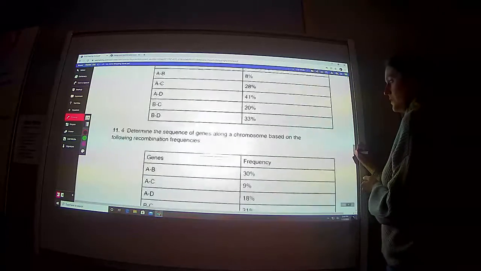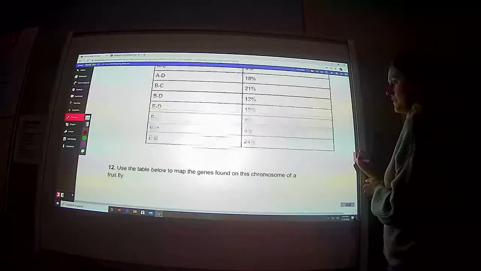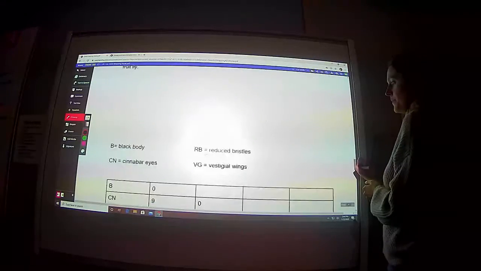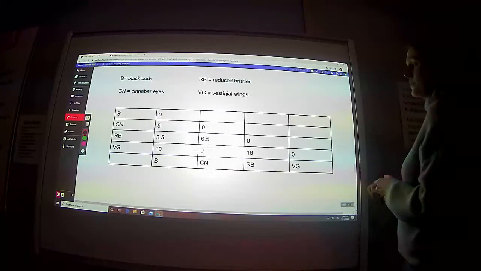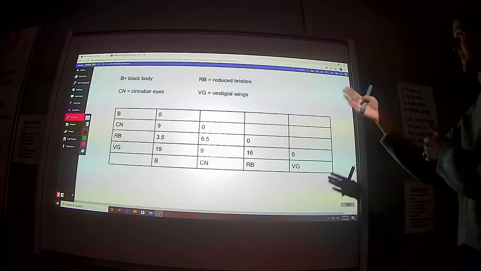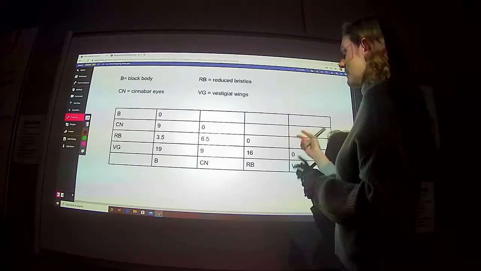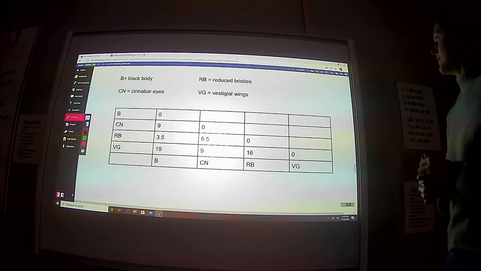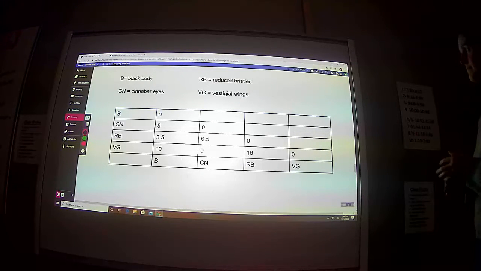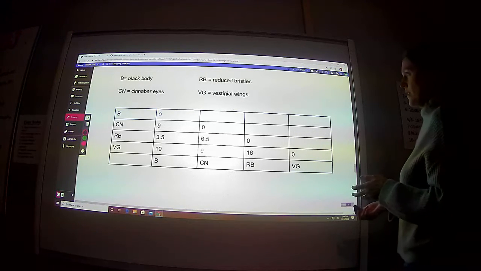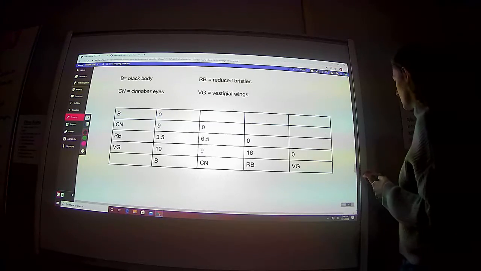You know how to do that gene map. And this one, use the table. This one is even easier than the other ones because I deleted pretty much everything out of there for you. You would just be creating a map like we have from the other tables.